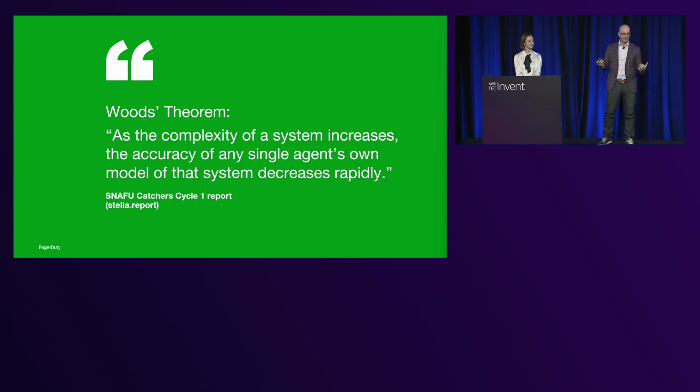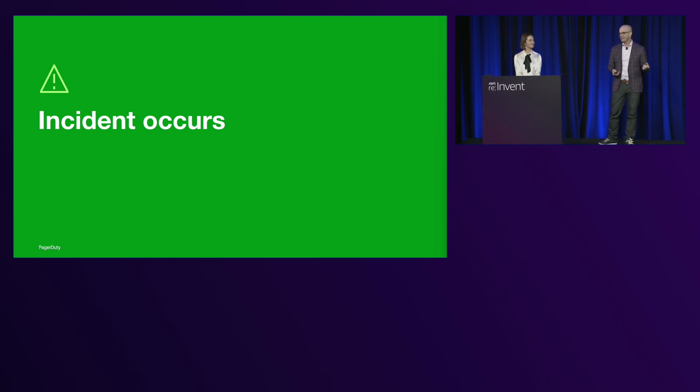Fantastic concept to follow on this. As the complexity of a system increases, the accuracy or understanding of any single agent's own model decreases. I've been there too, right? So now no one is an expert in the organization. And then the incident happens.